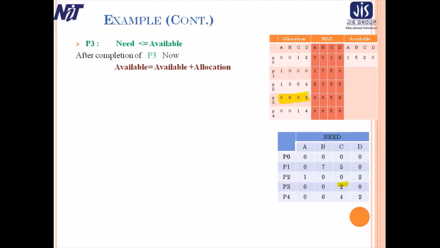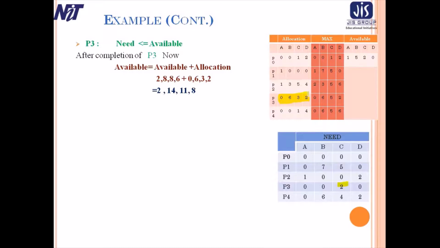So now available equals our current available plus allocation of P3. This value is 2886 plus 0632. So the value is 2 plus 0 is 2, 8 plus 6 is 14, 8 plus 3 is 11, 6 plus 2 is 8. So our current available is 2 14 11 8. We already executed P0, P2, P3. Three processes are terminated, so we can execute some processes one by one.